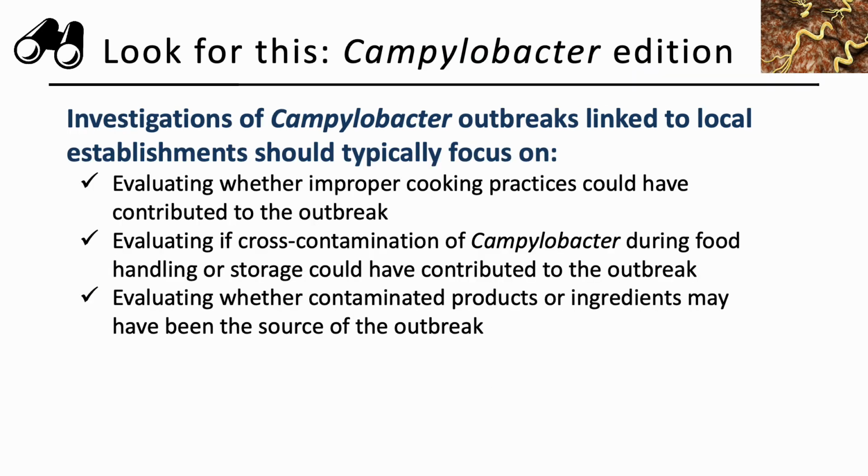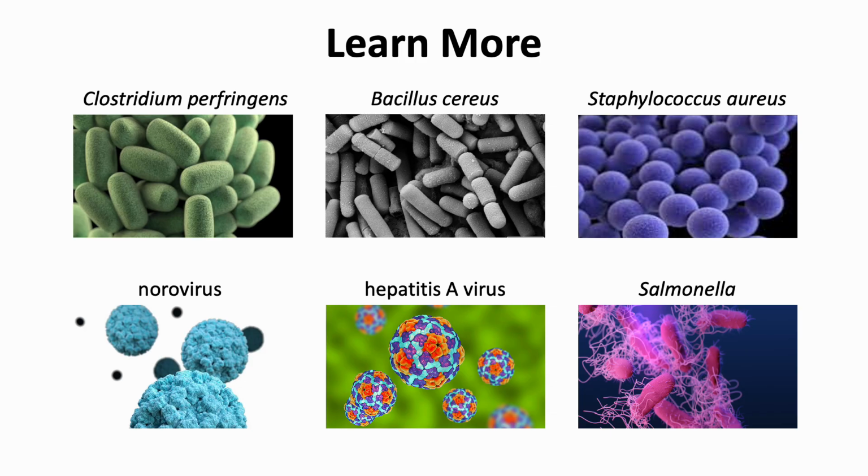In summary, in this presentation we have covered some of the specific characteristics of Campylobacter, as well as 3 key areas that are relevant for environmental health investigators to consider when investigating Campylobacter outbreaks linked to local establishments. In addition to Campylobacter, check out our other videos in this series that cover key considerations for investigating foodborne illness outbreaks linked to other foodborne pathogens.